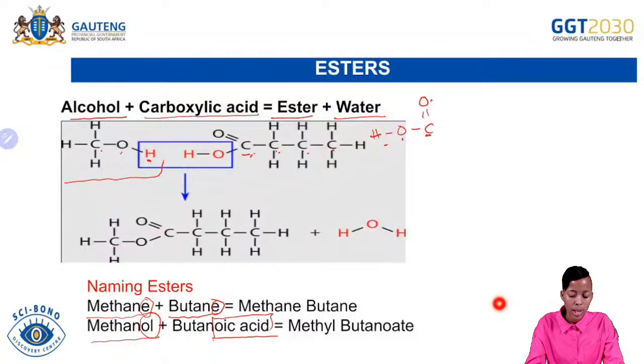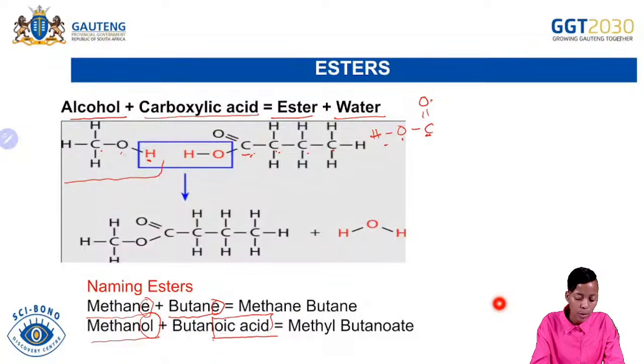Okay. Then when it comes to the combination for you to form an ester, we are saying esters will be formed by the combination of alcohols and carboxylic acid, and that will give us an ester plus water, which is the same as H2O.